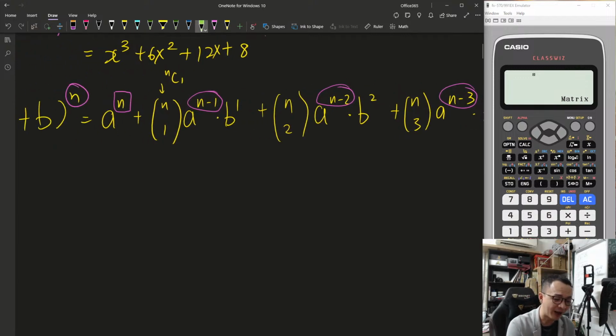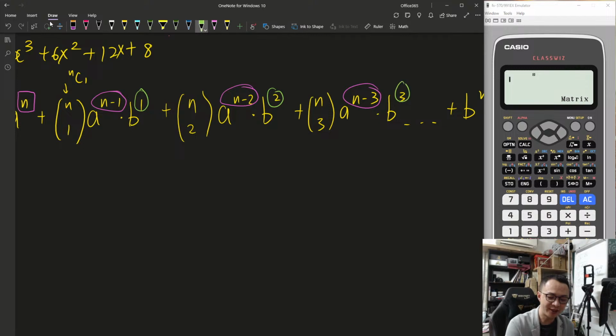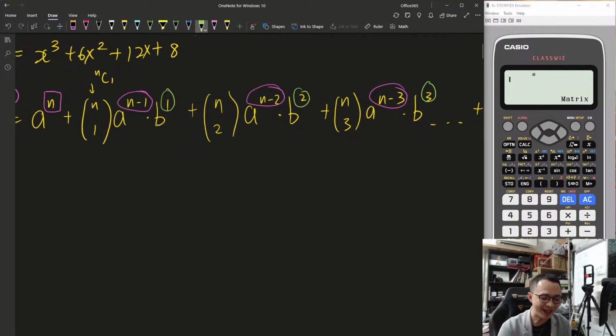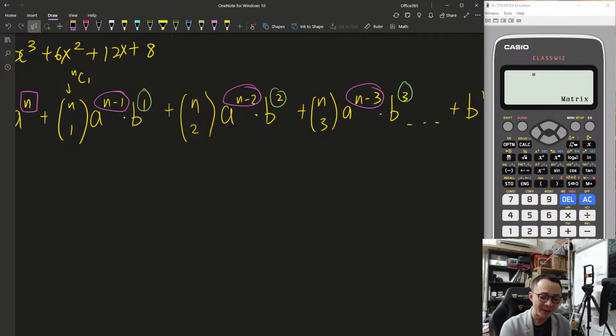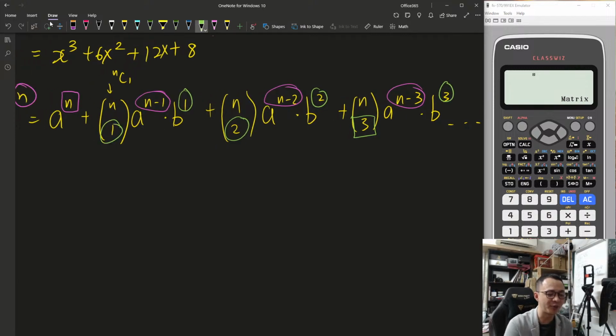However, the power for b, supposedly the first one is b power of 0. Then you get b power of 1, b power of 2, b power of 3. You can see b's power keeps on increasing. Another good thing is the power of b will follow your nCr, the value of r. You can see this is 3, this one will be 3. If this is 2, this one will be 2. And this is 1, this one will be 1.